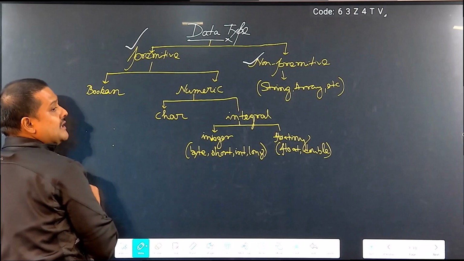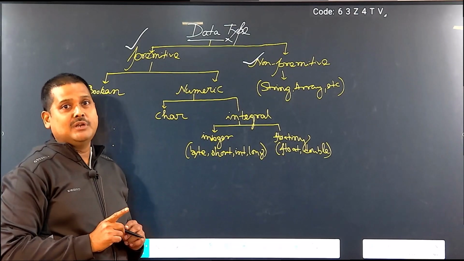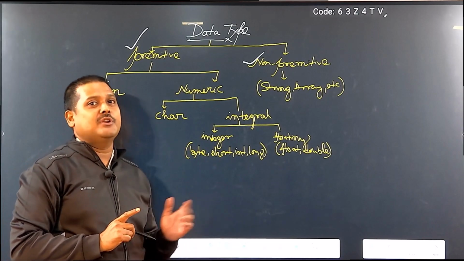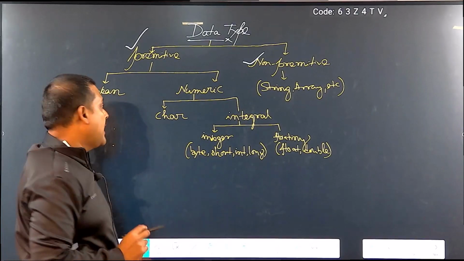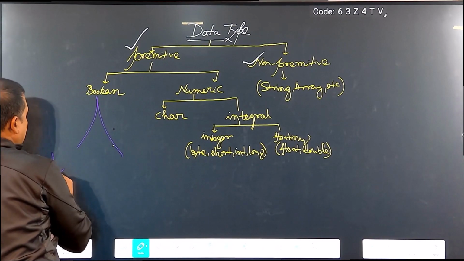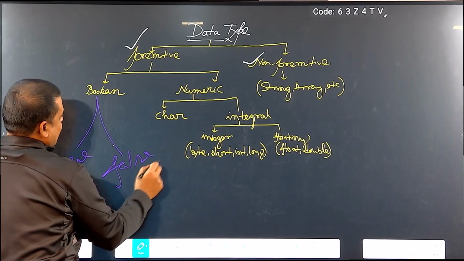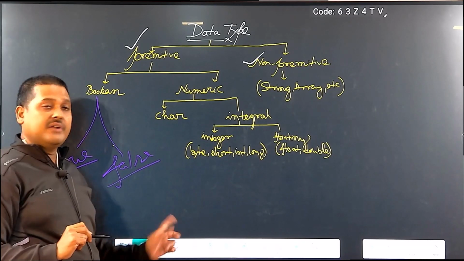One is Boolean. Boolean means true and false. In C language, we do not have this Boolean data type, but in object oriented programming, we have this true and false. So, this Boolean can have two types of data, one is true, another one is false. These are the different values.